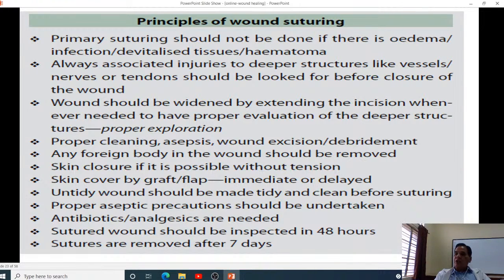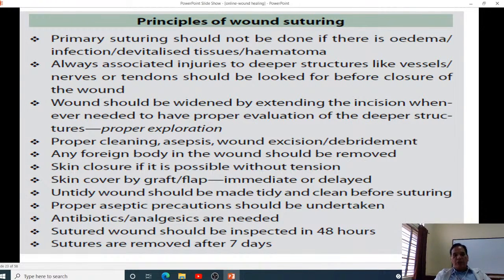Always, associated injuries take a preponderance over the closure. It is a life-threatening injury. We should give it importance over the closure of the wound. The wound can be kept open. So it is called proper exploration. If required, you can extend the wound. If you are unable to see inside, extend the wound, mainly for major nerves, and evaluation has to be done.